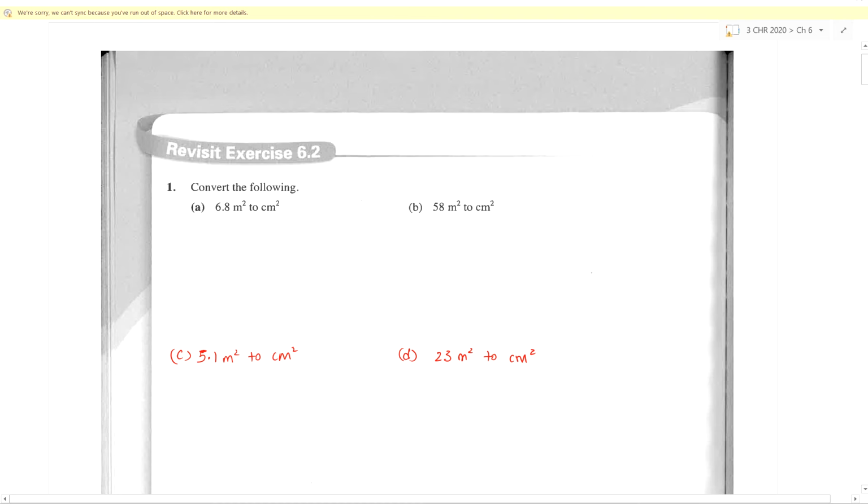How to convert from meters to cm. Do you remember how to do this? Is it divide or multiply? For example, 3 meters to cm. What's the answer? 300.